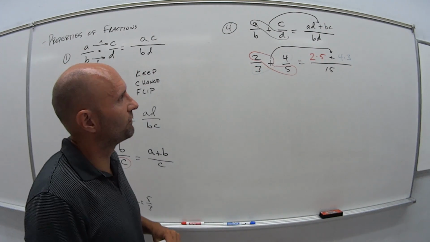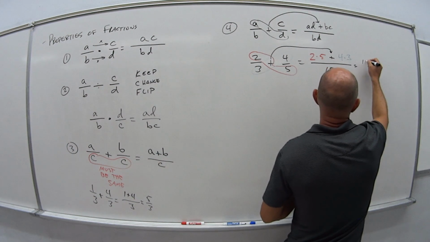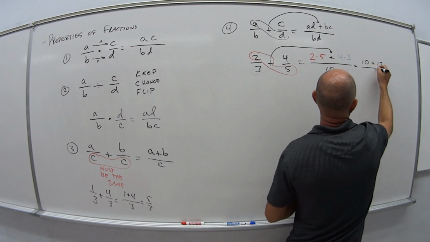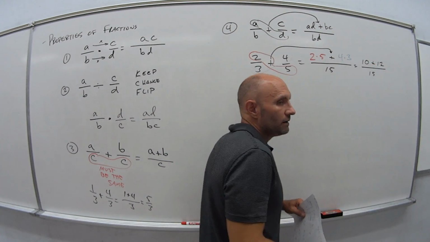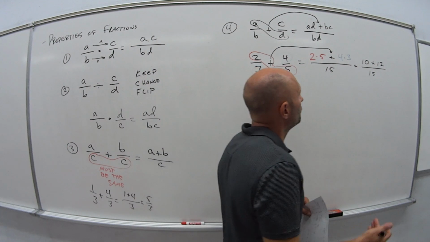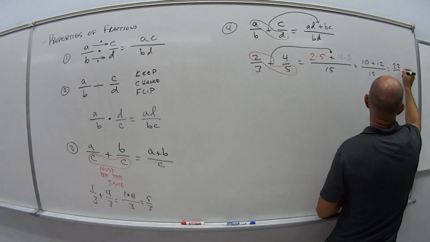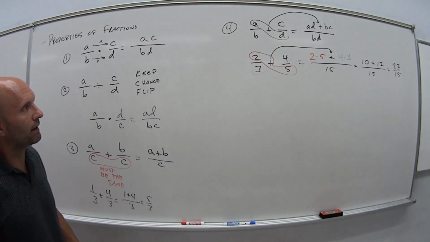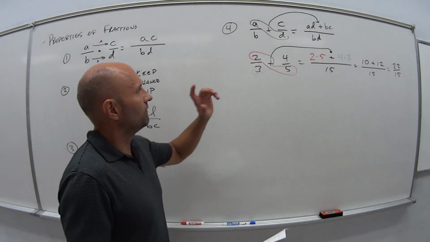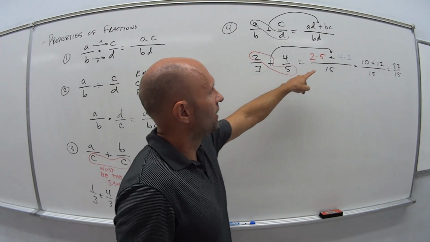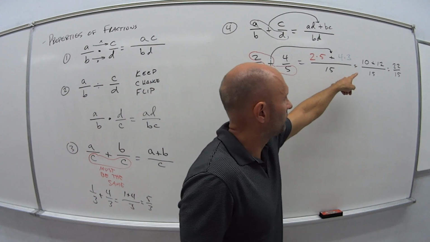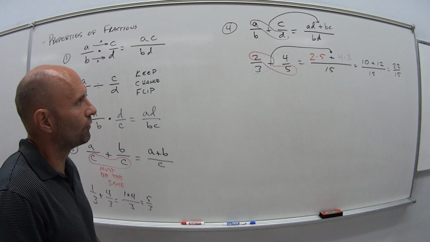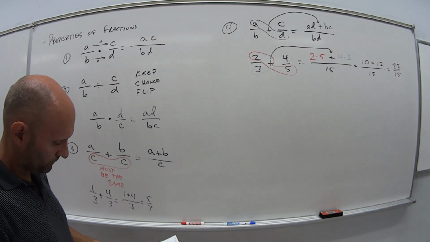And now it's a matter of simplification. So 2 times 5 is 10, plus 4 times 3 is 12, all over 15. 10 plus 12, 22. So this is 22 over 15, and it doesn't reduce, so that would be our final answer. And again, if this was a minus sign, the only difference would be that this plus would then be a minus, so we'd have 10 minus 12, so we would get negative 2 over 15. That's the only difference.